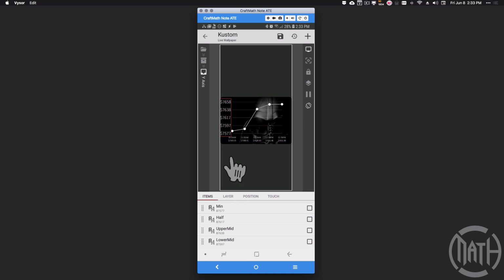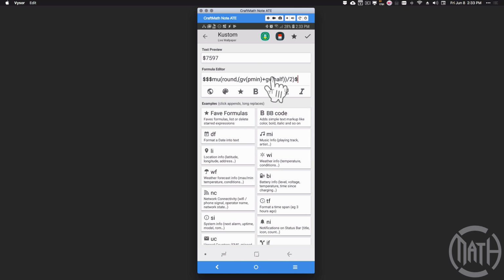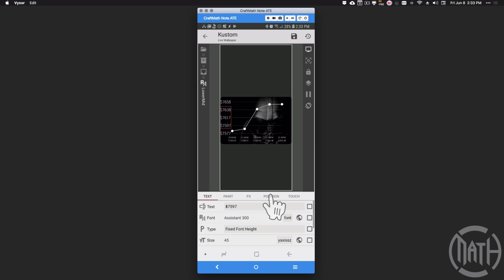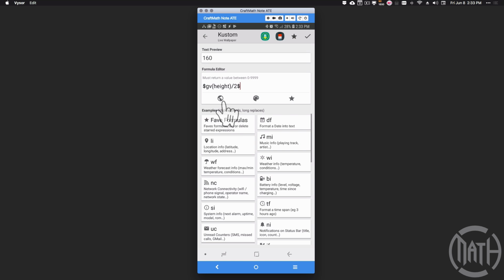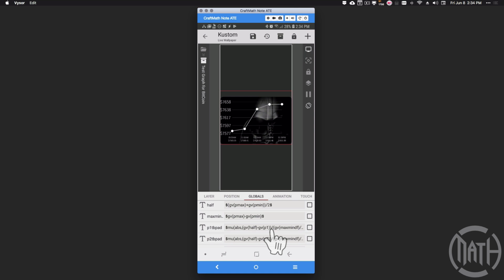Lower mid, 7,597, same idea. We're taking the halfway point between the minimum and the initial halfway point, adding those together, dividing by 2, rounding it to the nearest whole number, double dollar symbols to get our dollar sign. Its position, top padding, GV height divided by 2.